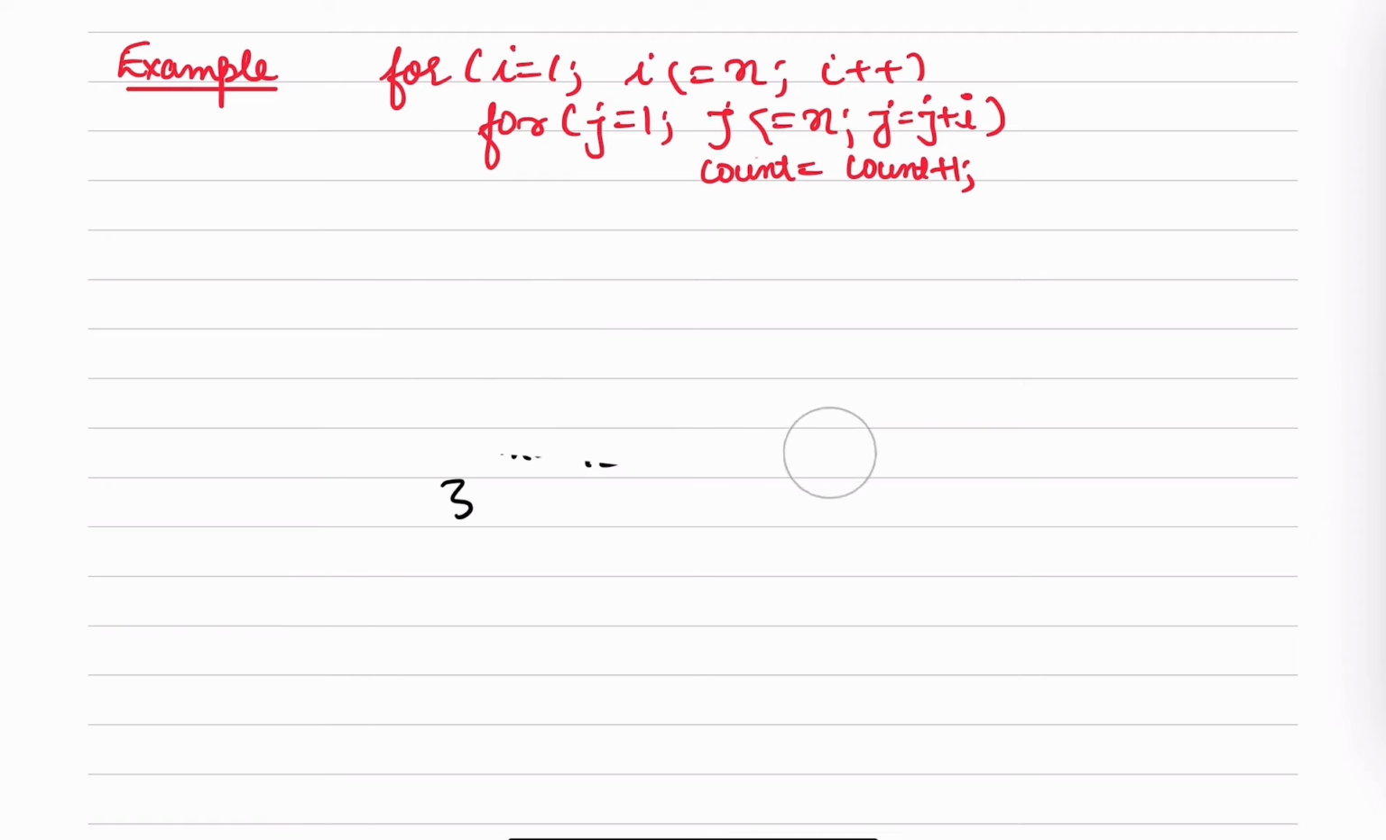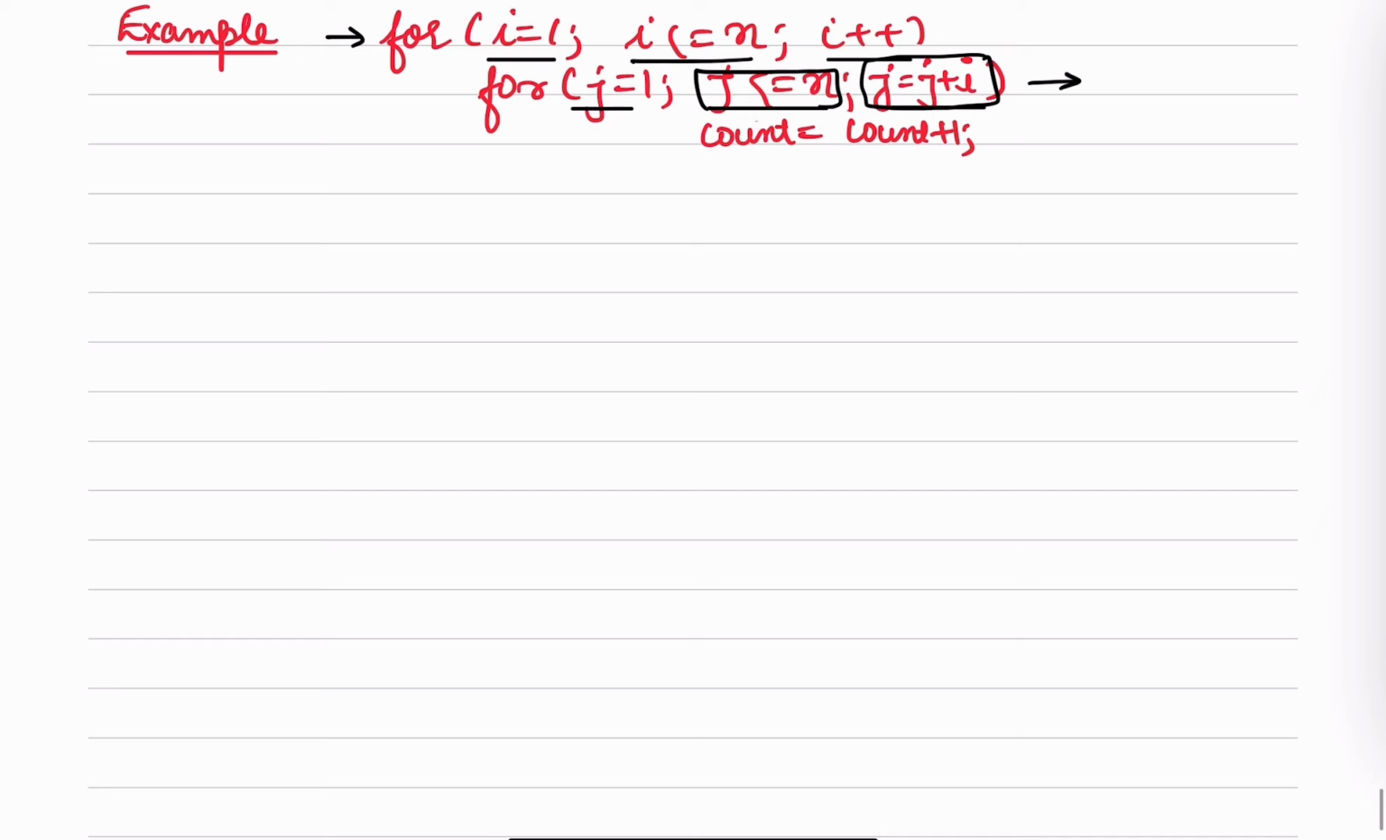Now, on the same grounds, let's take one more example where one for loop is there for i equals 1, i less than or equal to n, and i plus plus. Another nested for loop is j equals 1, j less than or equal to n, and j equals j plus i. So here this condition and this condition are very important. Take a pause and think how many times this basic operation executes.